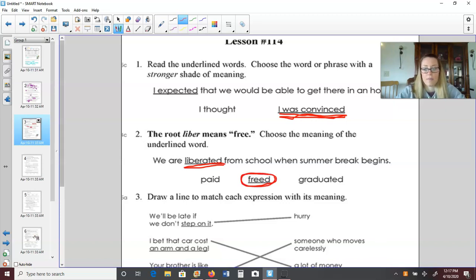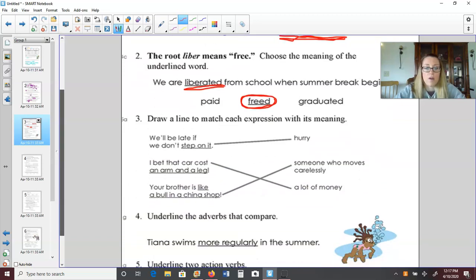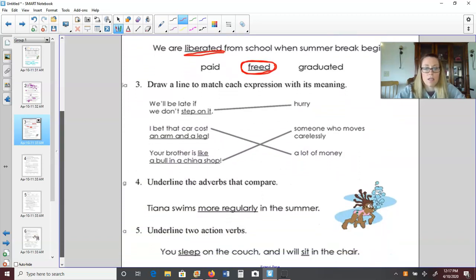Okay. Number three, drawing a line to match our expressions with the meaning. We'll be late if we don't step on it. Well, the key words in there are we'll be late, so that means we better hurry. I bet that car cost an arm and a leg. Well, I don't know about you, but my arm and leg are pretty expensive because I want to hang on to them. So it means to cost a lot of money.